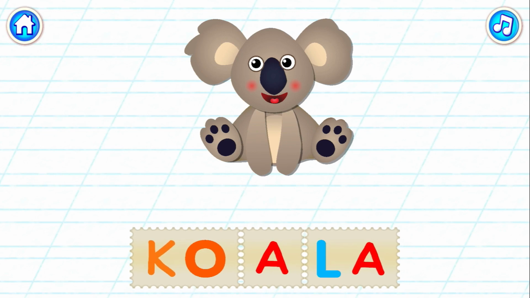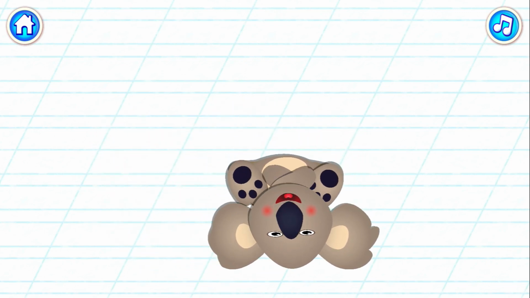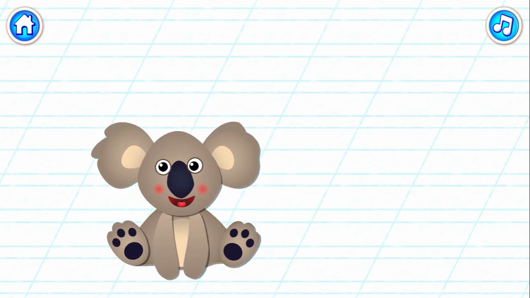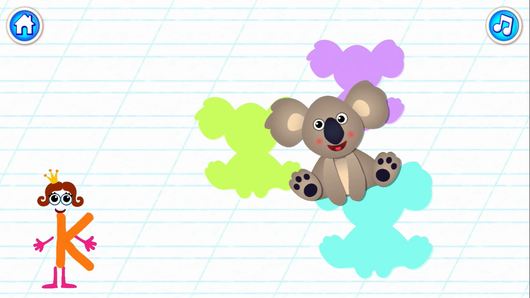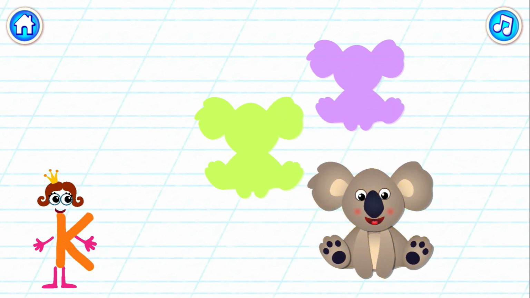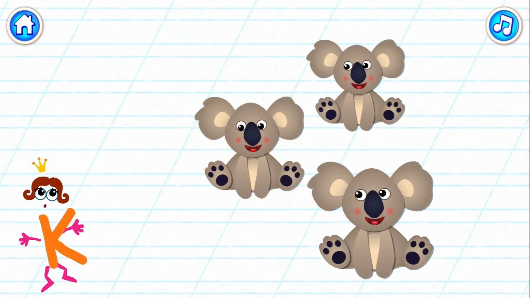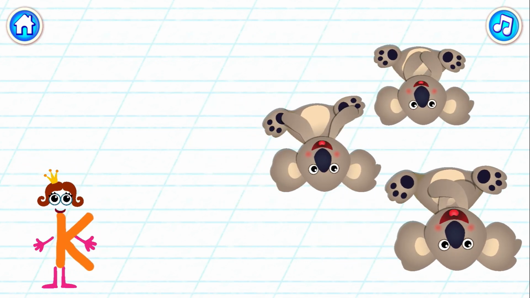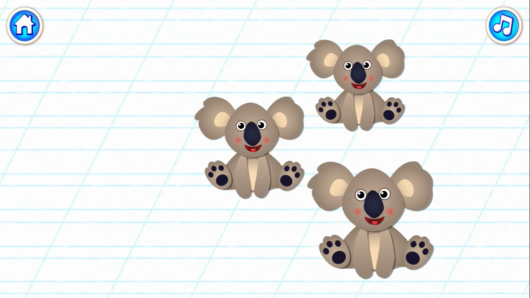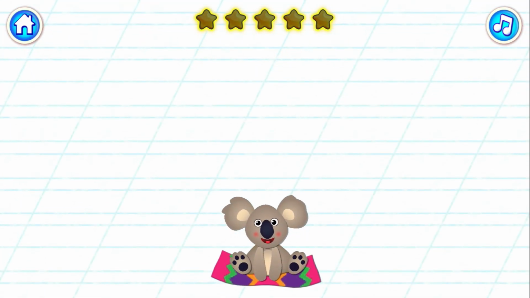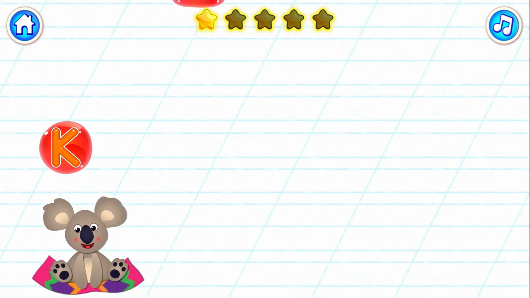Koala. Koala. K is for koala. Koala. Koala. Koala. K. K.